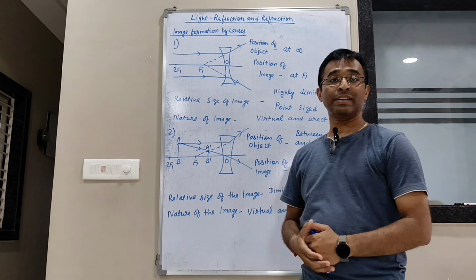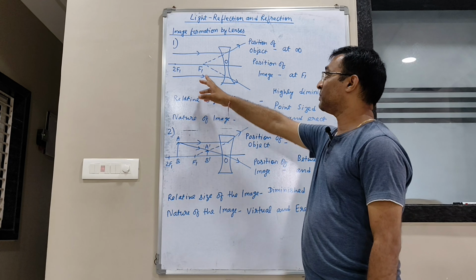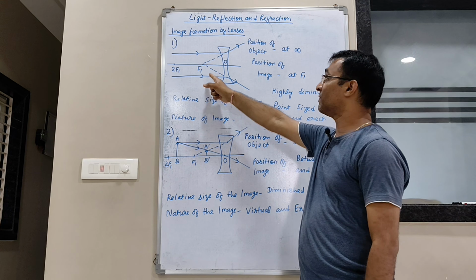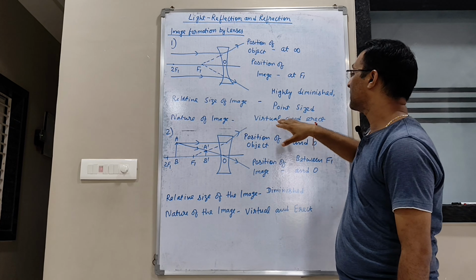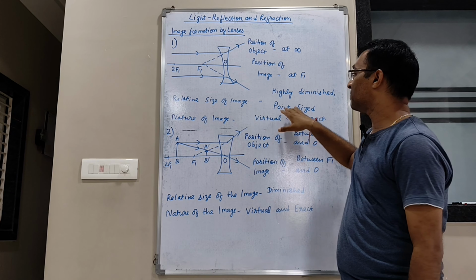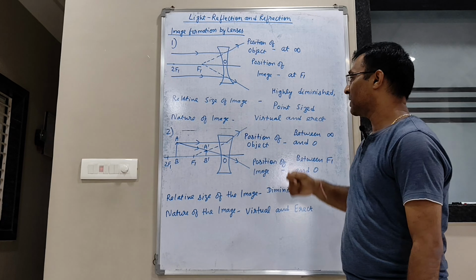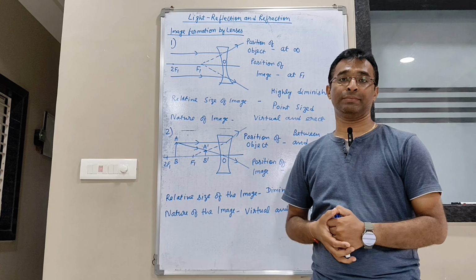Now we are going to discuss concave lenses. First case of concave lens, when the object is placed at infinity, the image formed will be at F1 on the same side of the lens, and the size of the image is point size and the nature of the image is virtual and erect.